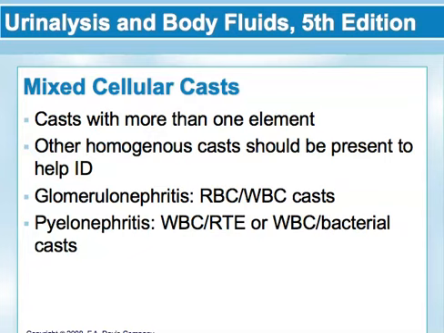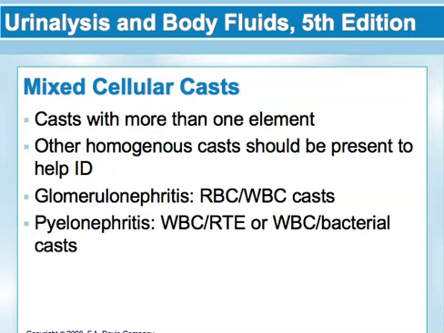Okay, and then finally, the mixed cellular casts. Sometimes you can encounter the presence of more than one element in a cast, which makes identification more difficult, though a primary means of identification is to look for other homogeneous casts of at least one of the cell types. Examples of some mixed cellular casts that can be seen include red cell and white cell casts, which can be seen in cases of glomerulonephritis, white cell and RTE cell casts, or white cell casts and bacterial casts, which can be seen in cases of pyelonephritis.